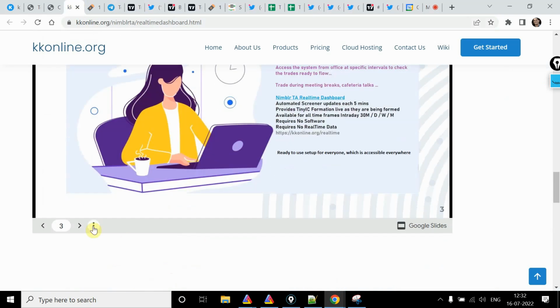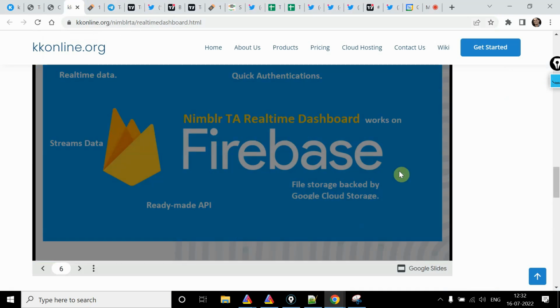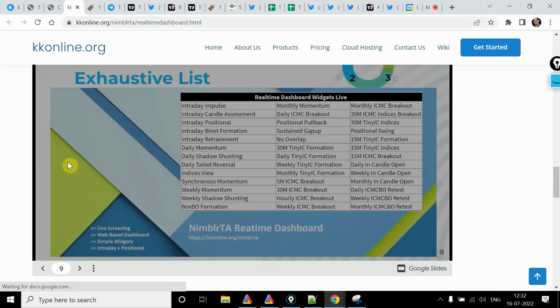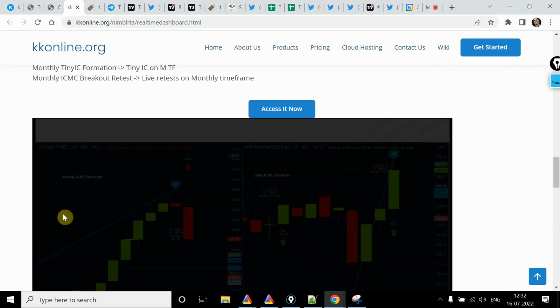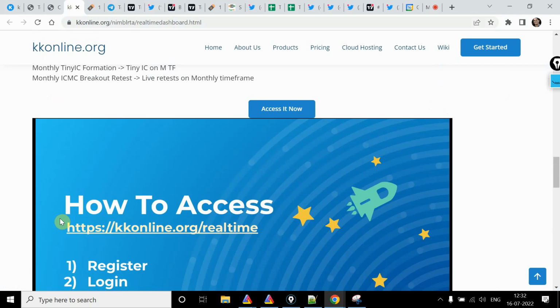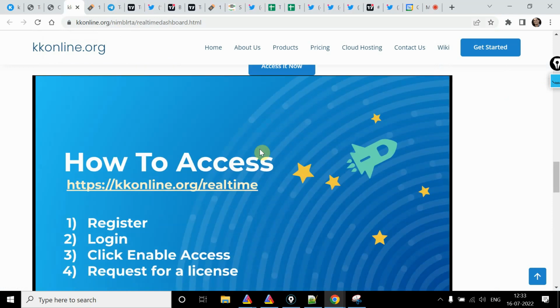So do you get all the widgets? Yeah. There's no differentiation in what widgets you get. The whole purpose of this is that you are getting the information, whatever you want, timely during the market hours. So how to access it?